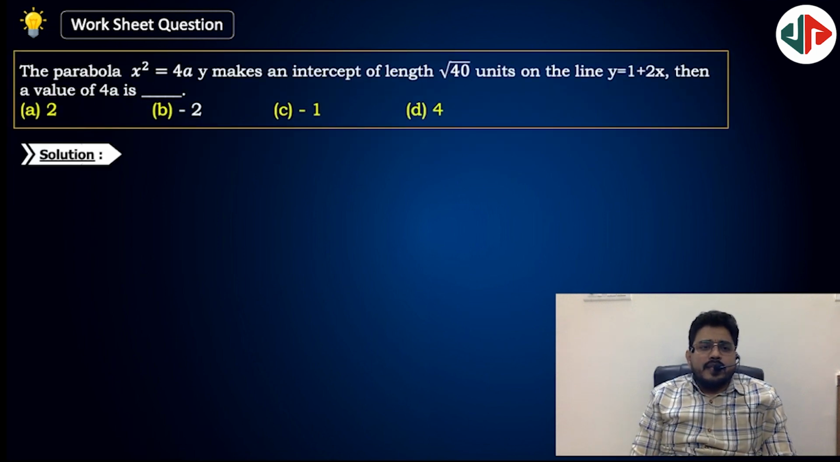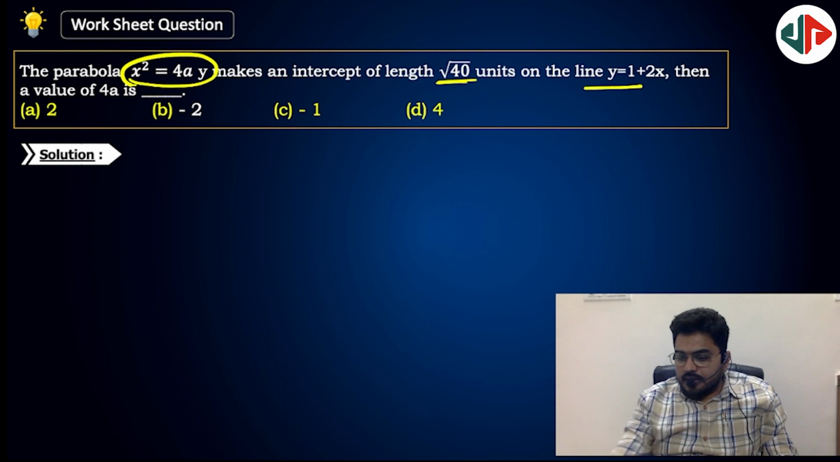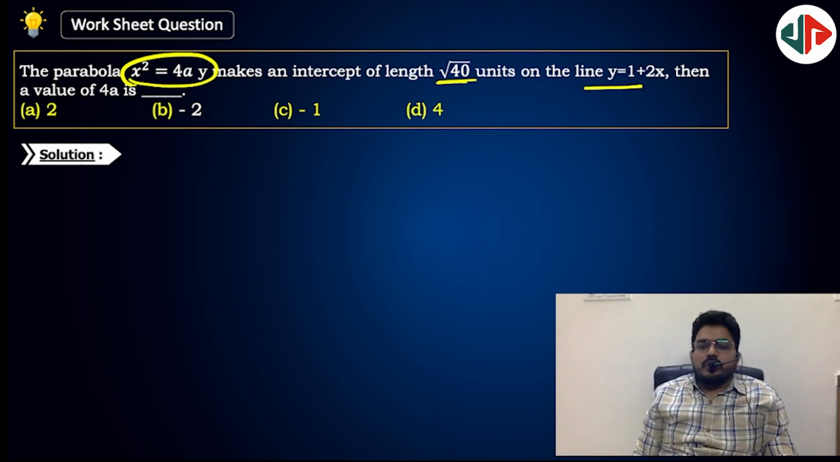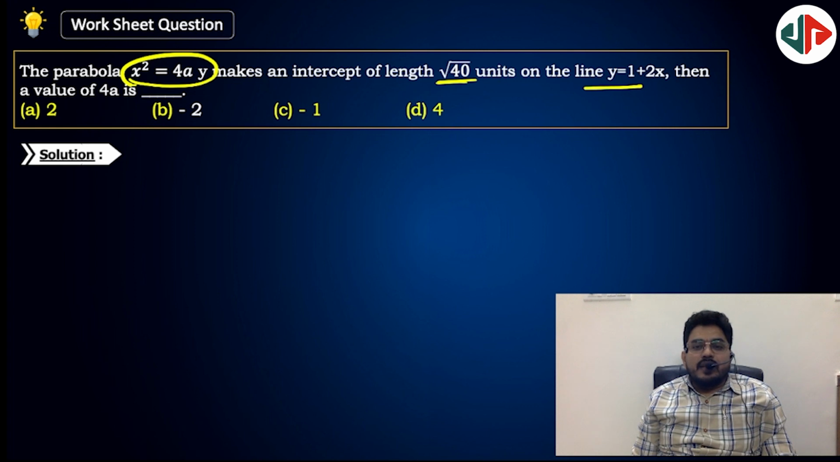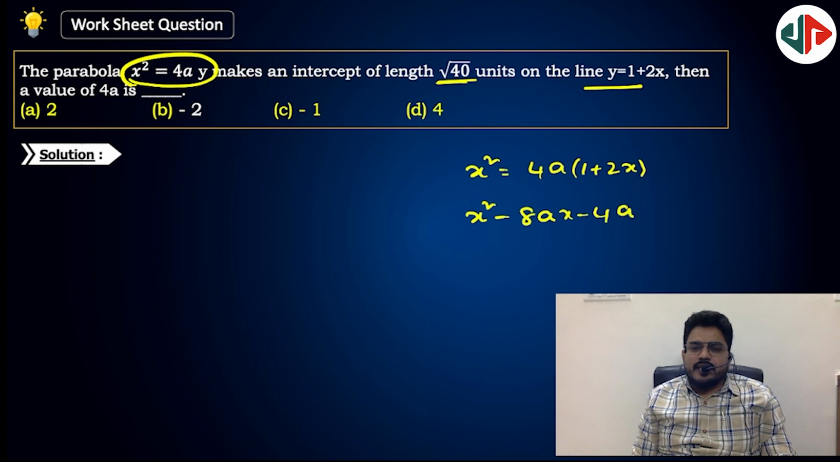The parabola x square equals 4ay makes an intercept of length root 40 on the line y equals 1 plus 2x. Then find the value asked. So x square equals 4a into 1 plus 2x. So x square minus 8ax minus 4a equals 0. x1 plus x2 equals 8a, and x1 x2 equals minus 4a.